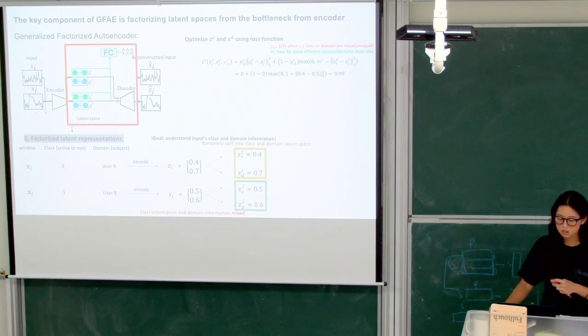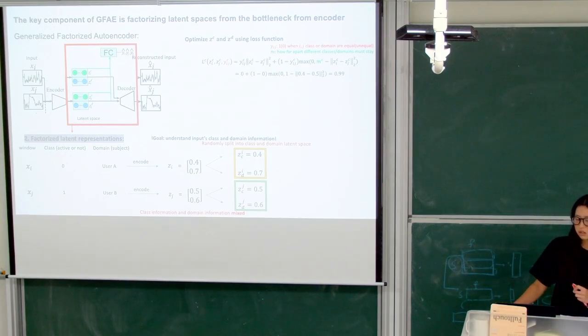So consider two cases: when Xi and Xj are the same class or different classes. In which case does this loss become higher or lower? If not, you don't understand this equation.